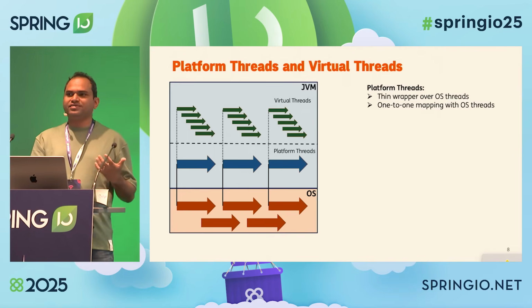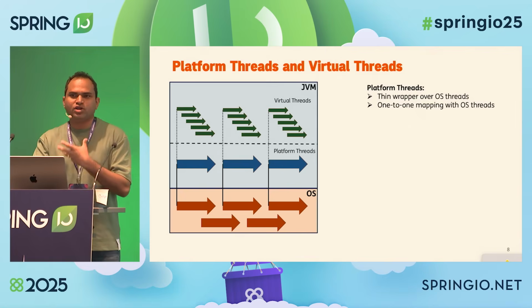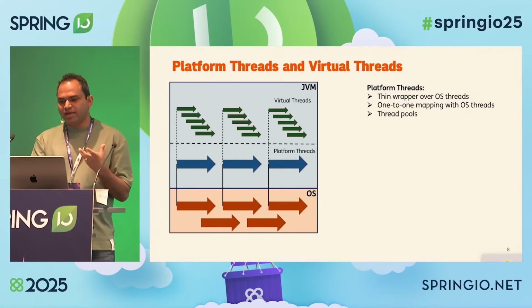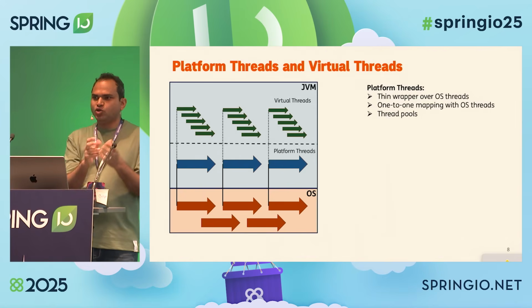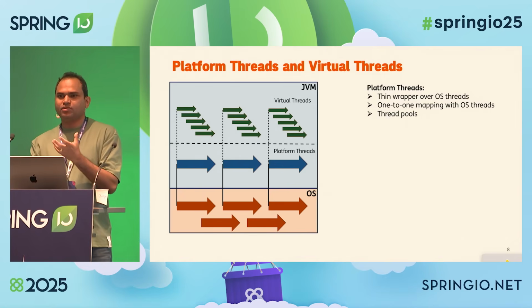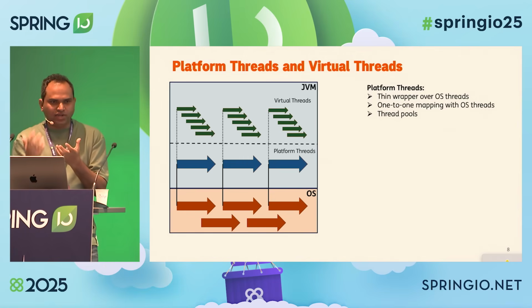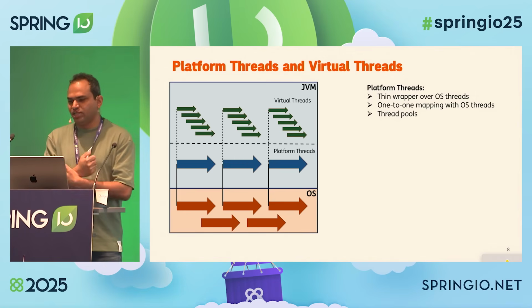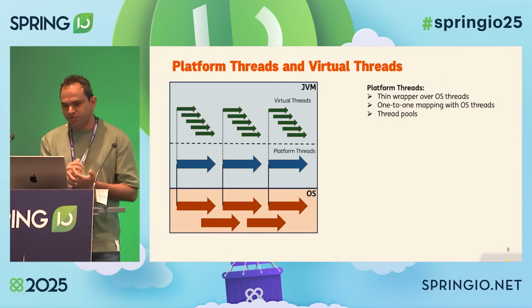And creating a platform thread is actually a resource-intensive task, right? You don't want to do that too often. So when you are done with a platform thread, you don't throw it away. You put it in a thread pool, so that next time when you need it, you can get it from that pool. So that's why platform threads require thread pools.